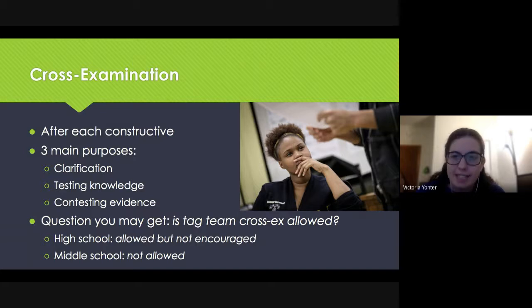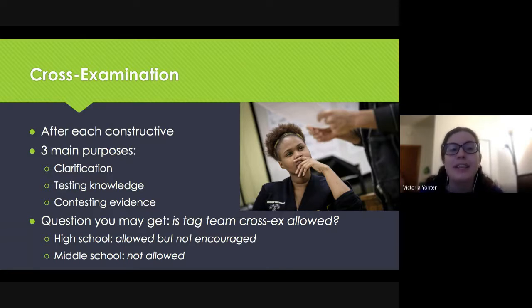So tag team cross-ex means that all 4 debaters can be involved in the questioning and answering. Otherwise, it's just the debater who spoke, and the one asking the question is a little complicated, but it's the debater who's not about to speak. So we'll get to that in a second, how the order works. It's a little confusing. I still get confused to this day.